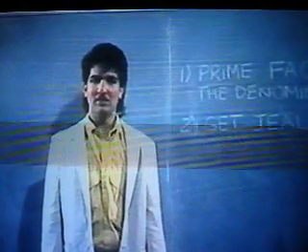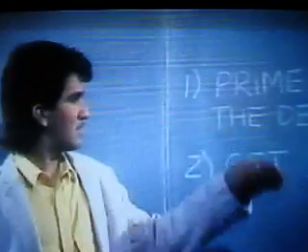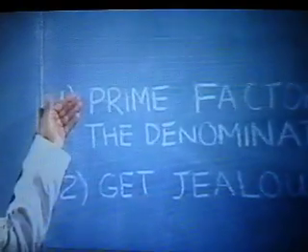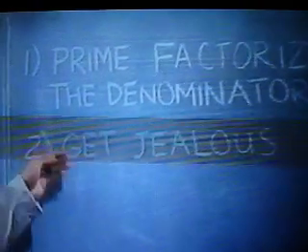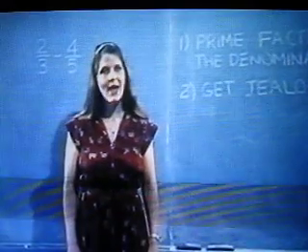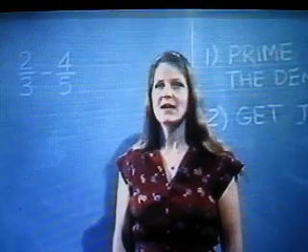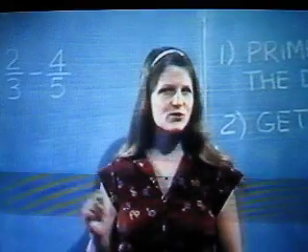First, let us note that there are just two basic steps to the process. First, prime factorize the denominators. Second, get jealous. So if, at some time, the denominators don't factor, the process is shorter. For example, if we had 2/3 minus 4/5, since the denominators are both prime numbers, they don't factor. So we skip the factorization step and go straight to jealousy.